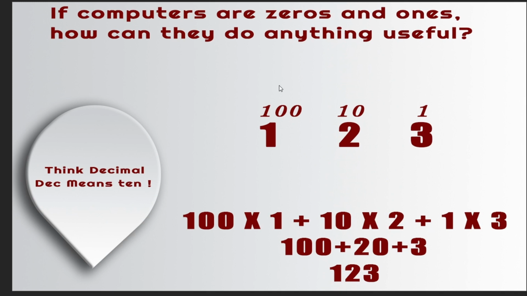understand what is happening, or for us to be able to use computers with all the things that we are using them for in the world. So now, if computers are zeros and ones, how can they do anything useful? Definitely, everyone is tempted to think that they can't do anything if they only understand zeros and ones.